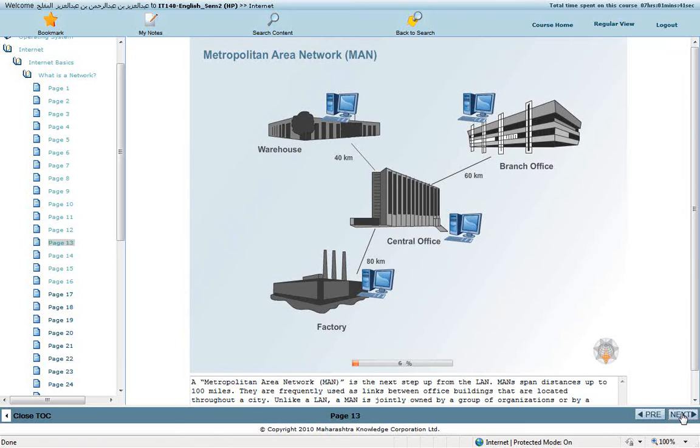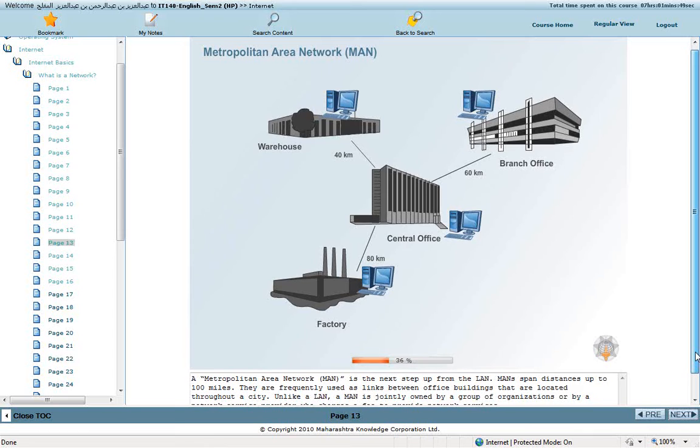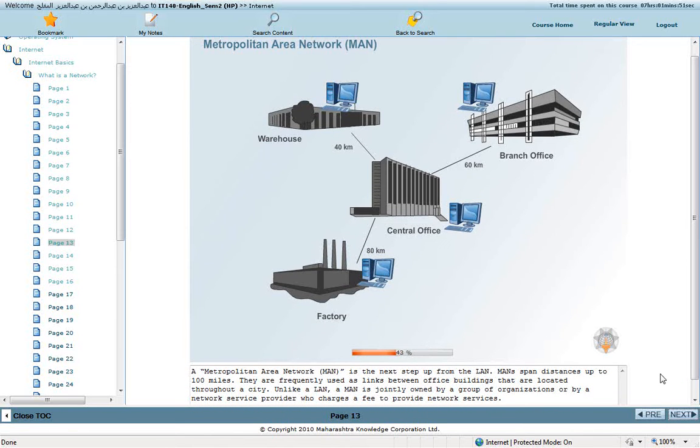A Metropolitan Area Network, MAN, is the next step up from the LAN. MANs span distances up to 100 miles. They are frequently used as links between office buildings that are located throughout a city. Unlike a LAN, a MAN is jointly owned by a group of organizations or by a network service provider who charges a fee to provide network services.